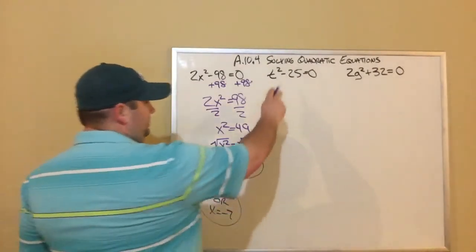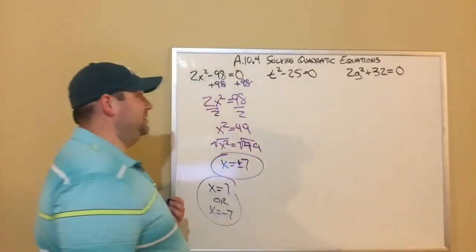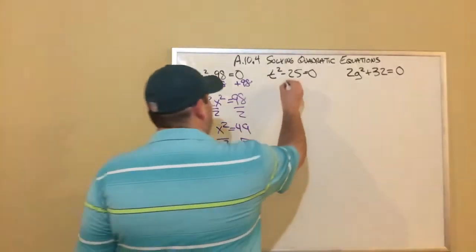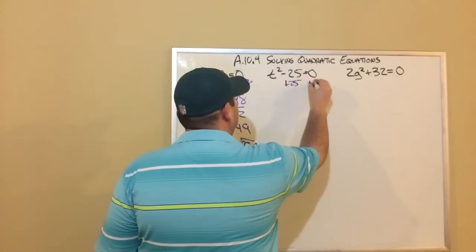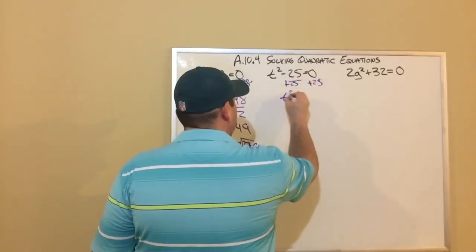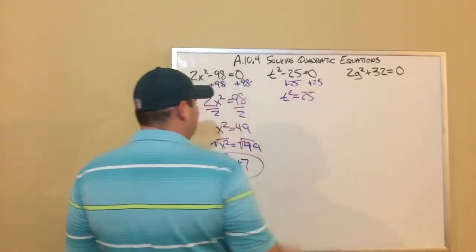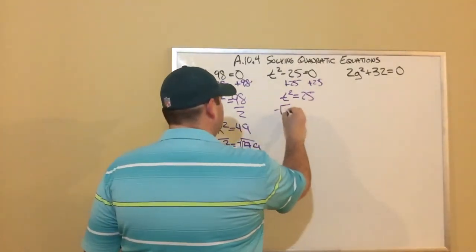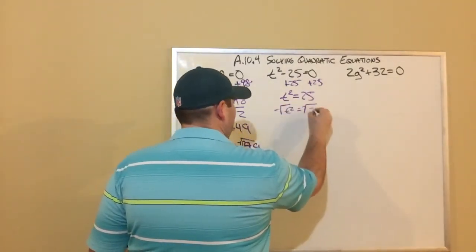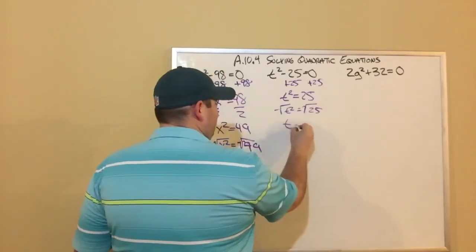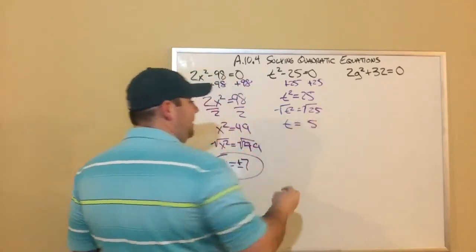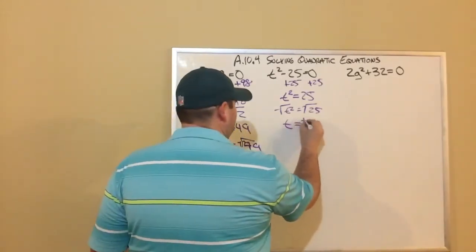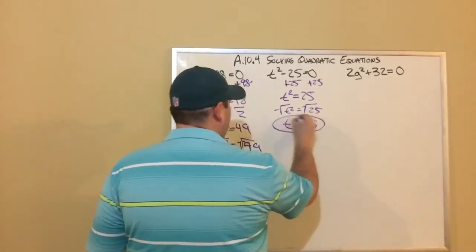All right, so let's look at example 2 here. t squared minus 25 equals 0. Honestly, this one's even easier than the first example. We're just going to add 25 to both sides. We get t squared equals 25. Now, we just take the square root of both sides. We get t equals square root of 25 is 5, but remember it can be positive 5 or negative 5. So it's going to be plus or minus 5.